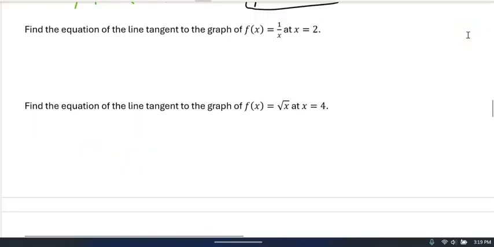Okay, let's take a look at another example, and then I'll have you try the next one before I try it. So this one says, find the equation of the line tangent to the graph of f(x) equals 1 over x at x equals 2.